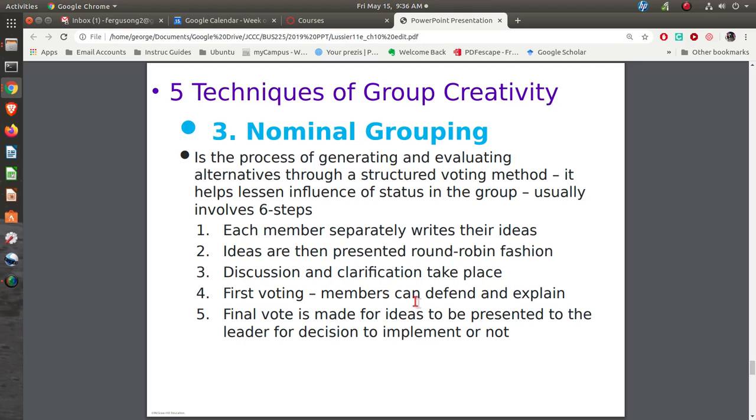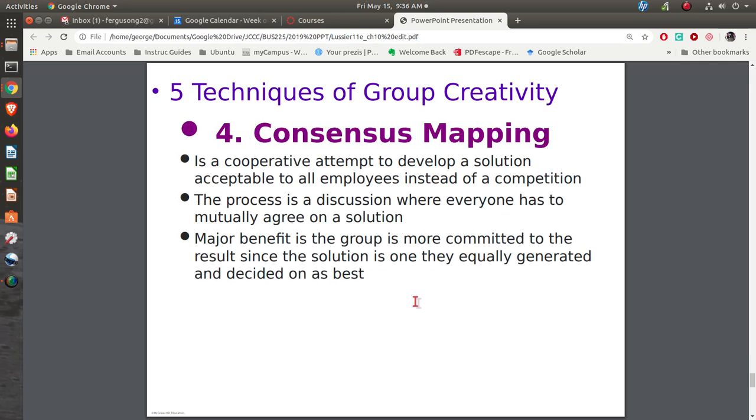Okay, which one of these things might work best? You may go through a couple of rounds where you say, okay, there's 30 items up here. What's your top 10? Or what's your top 3? And you just keep narrowing down. Consensus mapping is where you're trying to find a solution that is acceptable to everyone and that they will support when they leave.